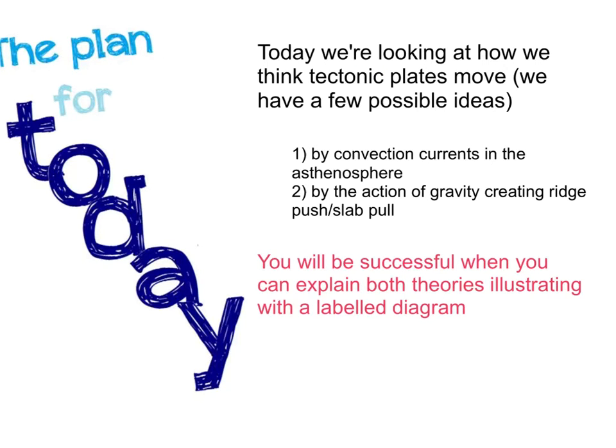Here's our plan. We're looking at how plates move. We've got two different ideas here. One, we think they might move by convection currents in the asthenosphere, or two, we think they might move by the action of gravity, creating a ridge push and slab pull on both sides of an oceanic plate. Now that might sound like gobbledygook, but by the end of this video, you need to be successful when you can explain both of those theories, one, convection currents, and two, ridge push slab pull, illustrating your understanding with a labeled diagram.